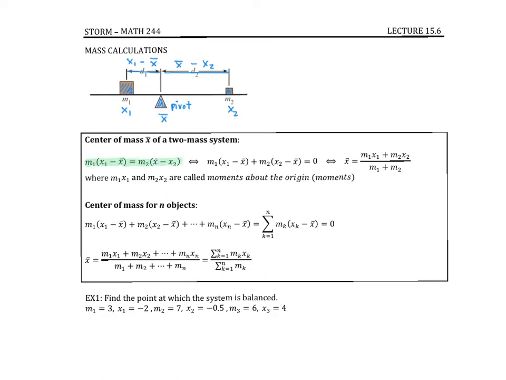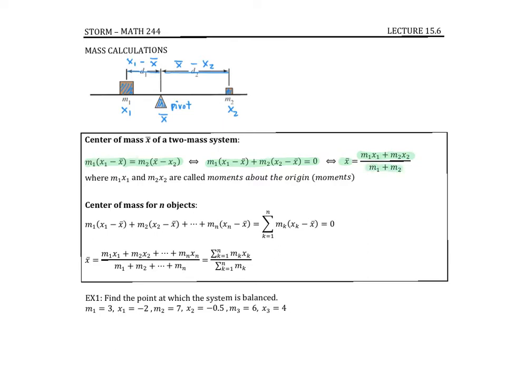If we take this equation and we set it equal to 0, we get this next equation. And now if I were to distribute m sub 1, m sub 2, combine like terms, and then solve for x bar, my pivot, I would get this last equation for x bar, which would be m sub 1 x sub 1 plus m sub 2 x sub 2 over m sub 1 plus m sub 2.